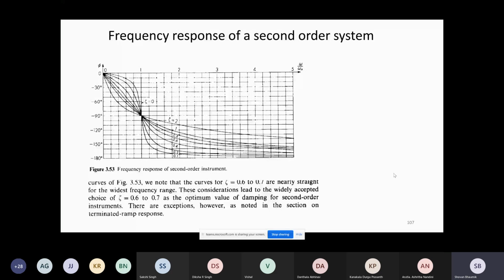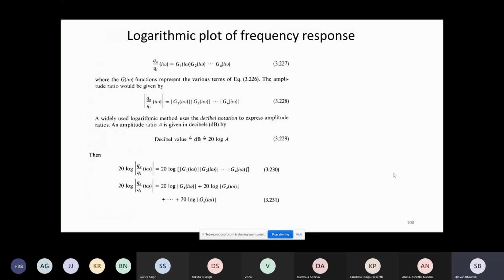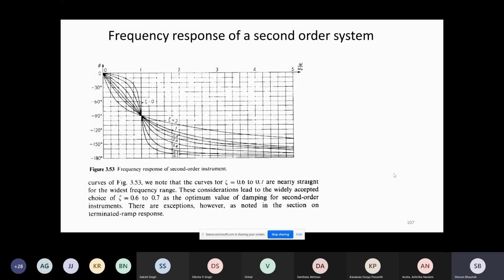So now imagine your x-axis is log omega and your y-axis is 20 log base 10 of the output amplitude by the input amplitude. Now if you know the transfer function of the instrument, how can you draw the Bode plot?